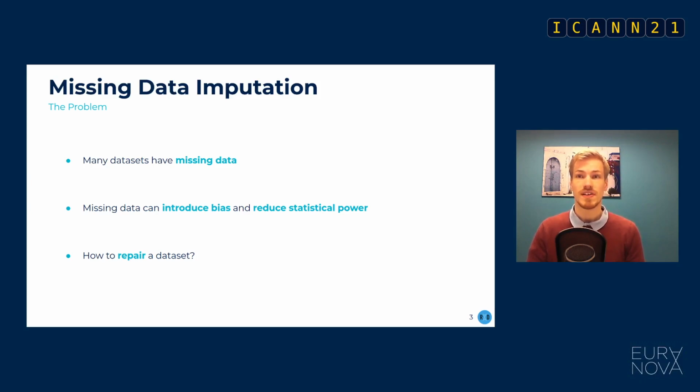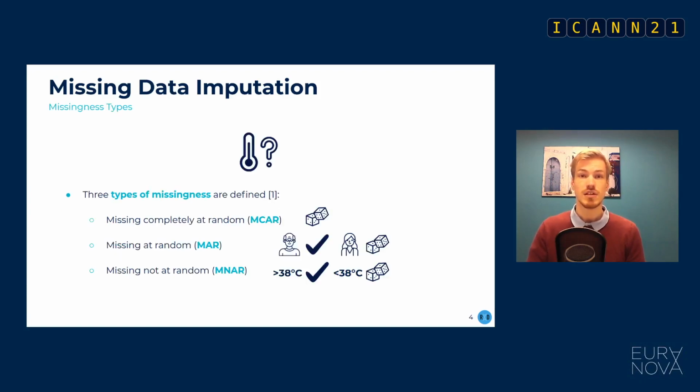To perform this task, three types of missingness have been defined. Imagine you are a doctor and you can take the temperature of your patients. However, you don't want to take the temperature of all of them. The temperatures you won't take will therefore be missing data. Depending on how you choose whose temperature to take, the missing data can follow three types.